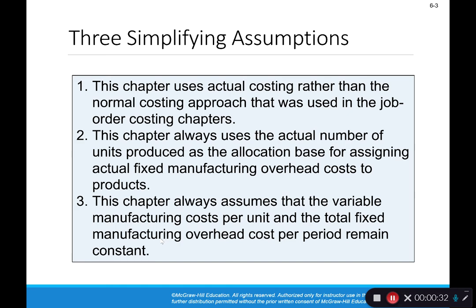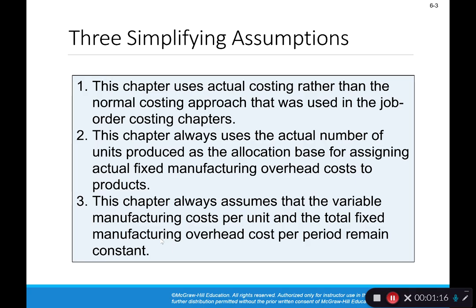Before we do that, it's important to know there's a few simplifying assumptions that we're going to use in this class. One is that we use actual costing rather than the normal costing approach that was used in the job order costing chapters. So what that means is we're using the actual fixed overhead costs in our assumptions as opposed to applying overhead based on a predetermined overhead rate. We're also assuming that the actual number of units produced is the allocation base for assigning fixed overhead costs. And we know in the real world that isn't always the case. We usually use some type of driver like direct labor hours or machine hours. But that's the simplifying assumption that we use to get across the overall points of the chapter.